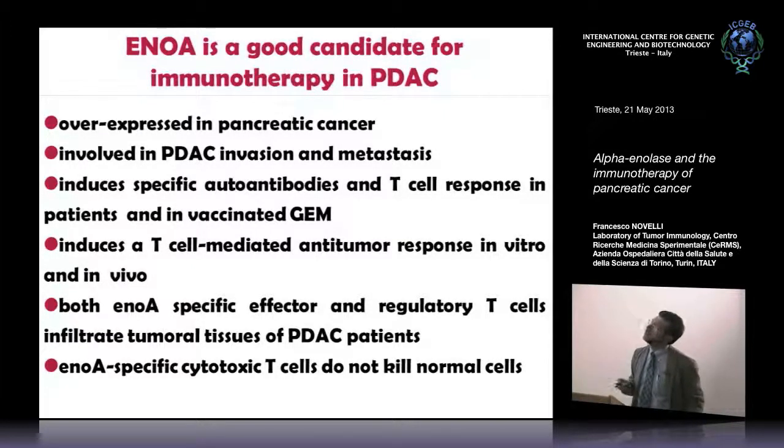We were able to show that it is overexpressed in pancreatic cancer. It is involved in pancreatic cancer invasion and metastasis. It induces specific autoantibodies and T cell responses, both in patients and in vaccinated GEM, and is a very good inducer of T-cell mediated anti-tumor response, both in vivo and in vitro. Also, we were able to show that both enolase-specific effector and regulatory T cells infiltrate the tumoral tissue of pancreatic cancer, and that alpha-enolase specific cytotoxic T cells do not kill normal T cells, so it can be safely used in a therapeutic setting.